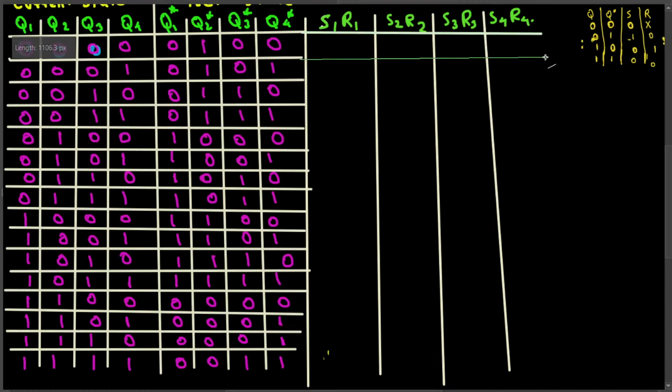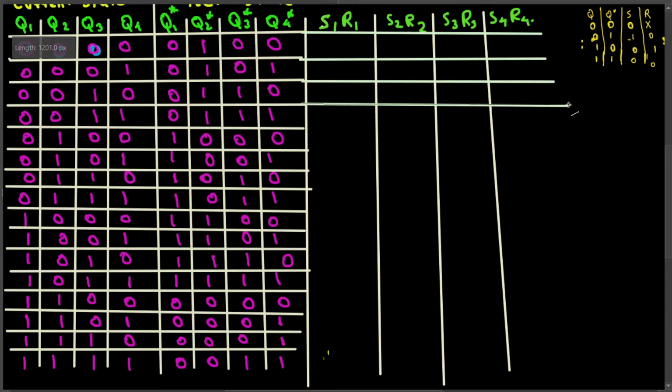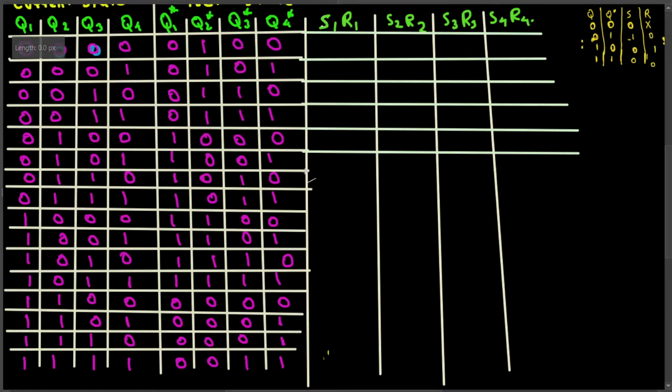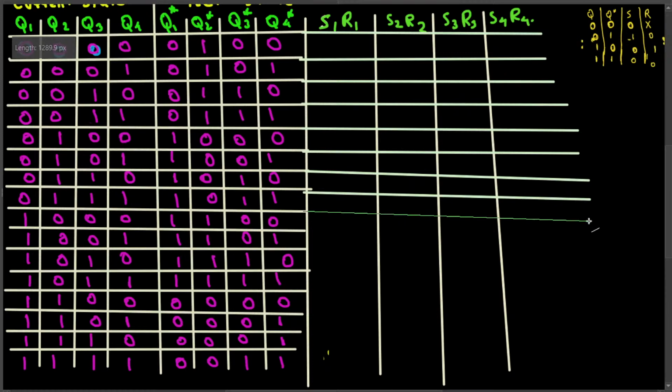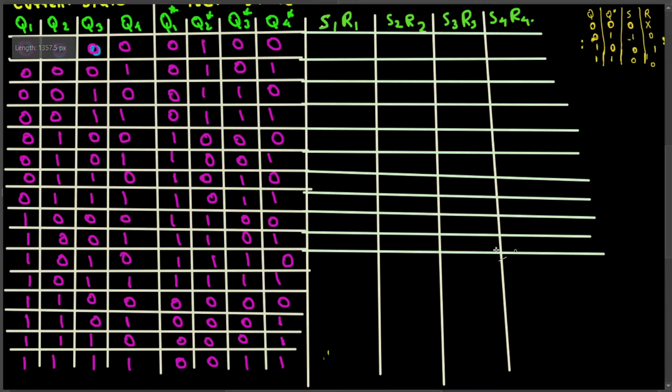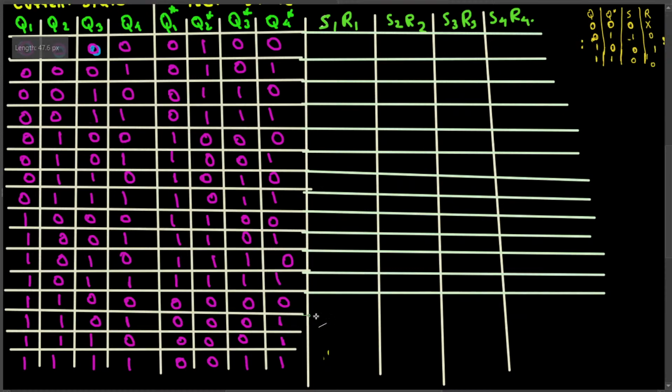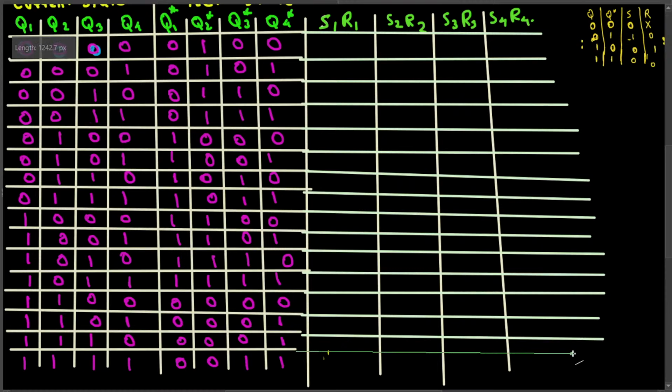1, 2, 3, 4, 5, 6, 7, 8, 9, 10, 11, 12, 13, 14, 15, 16. Okay, now let's go ahead and write the truth table.